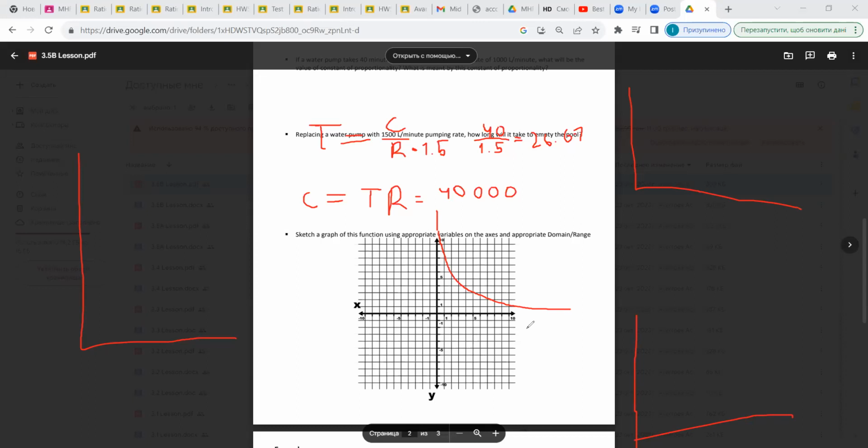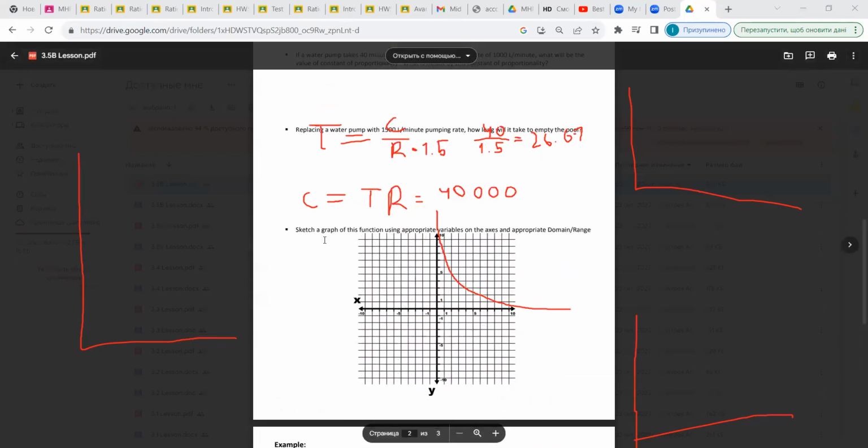Is that clear? Guys, any questions about this problem? Can we move on to the next one?